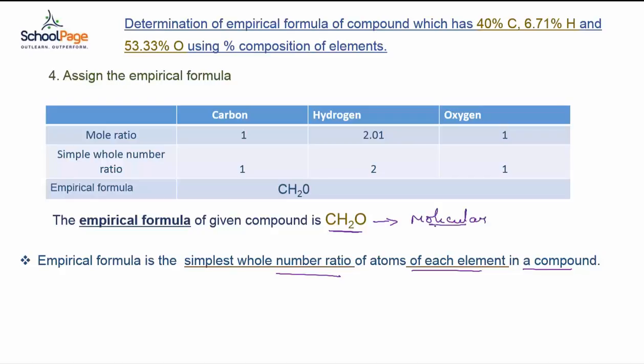Remember, mass percentage data is used to determine the empirical formula only when the compound is unknown, and hence it is not clear what the molecular formula of the compound is. So the first step is to determine the empirical formula and then go for the molecular formula.